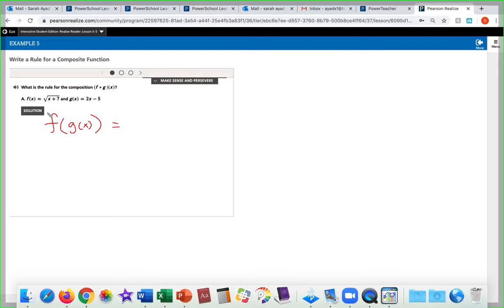So I'm taking that function on the outside, f. I'm taking out the x, so no longer put an x there. Instead of x, what am I putting inside of f? I'm putting g inside of f. Well, here's g, 2x minus 5. Now I just need to clean this up. 2x minus 5 plus 7 is 2x plus 2.